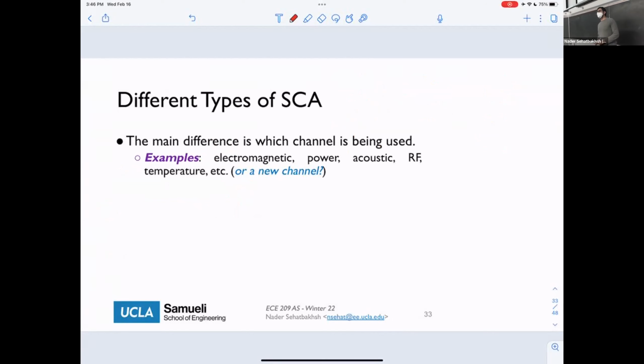So different types of side channel attacks, we already discussed this a little bit. The difference is really what channel is being used. As I said, the main channels are electromagnetics, power, acoustic, RF, temperature. These are kind of the main channels. There's also lots of research going on finding new channels for side channels. I'm going to quickly talk about two of them in the next few slides, but generally that's the main difference between them.